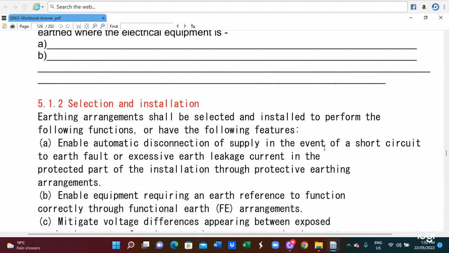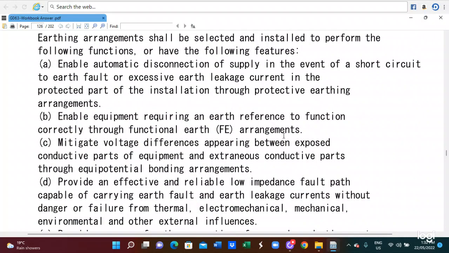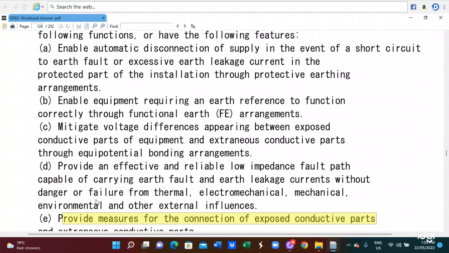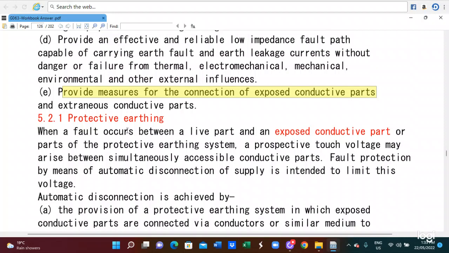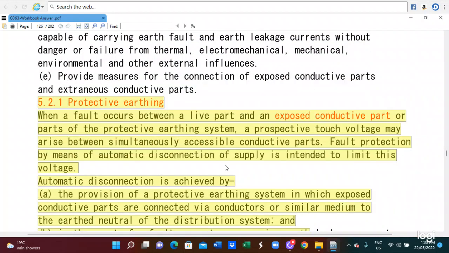And selection and installation, you have to require the cross 5.1.2. The earthing arrangement shall be selected and installed to perform the following functions. So anywhere the automated disconnection of supply, anywhere the equipment requiring a reference function, designate the voltage, different appearance or external connection, and provide the affected reliable low impedance path, provide measure for the connection, external connection path. So those are the selection of the installation. And 5.2.1 is a protective earthing system. You can read that at this specific protective earthing system.